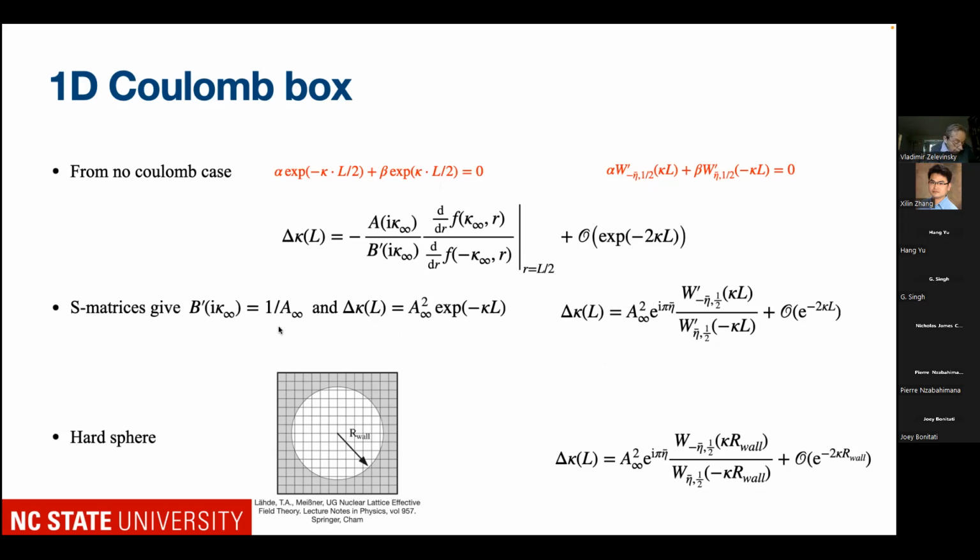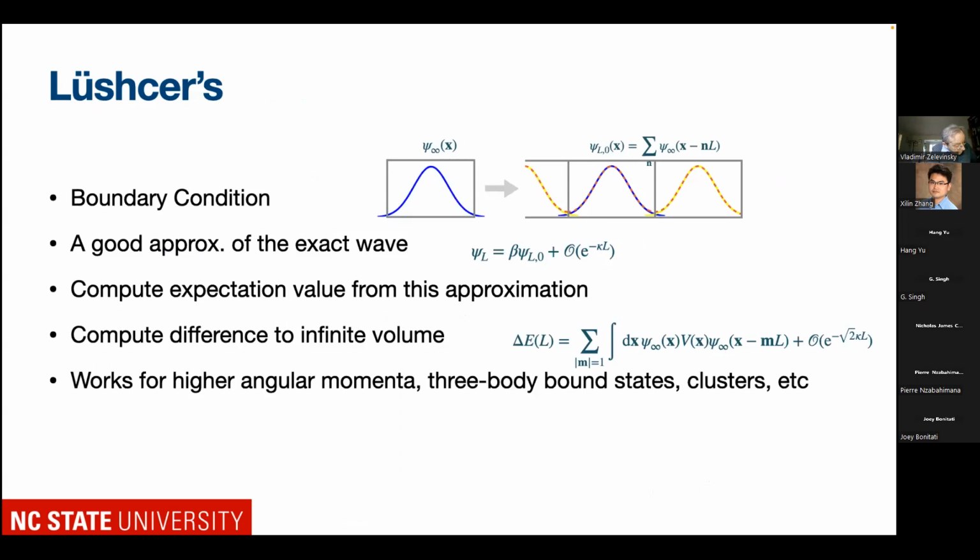And this scheme also works for the half spheres, where the spherical symmetry is still preserved, and it will give some relation like this. Yet this nice scheme of the 1D Coulomb box doesn't extend to 3D because of the long-range tail of the wave function of the Coulomb force.